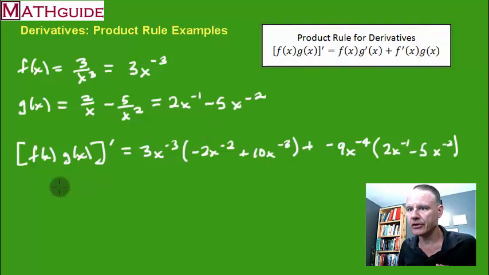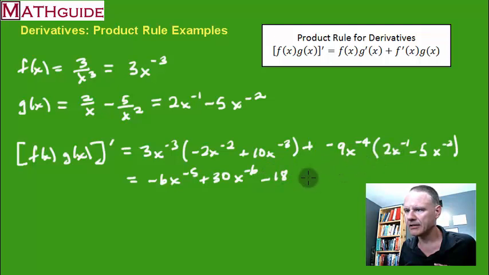All right, and of course, what do you do with these kind of problems? Clean it up. So let's do the distributive property. That's negative 6x to the negative fifth. That's going to be 30x to the negative sixth. Do the distributive property, that's going to be negative 18x to the negative fifth plus 45x to the negative sixth.